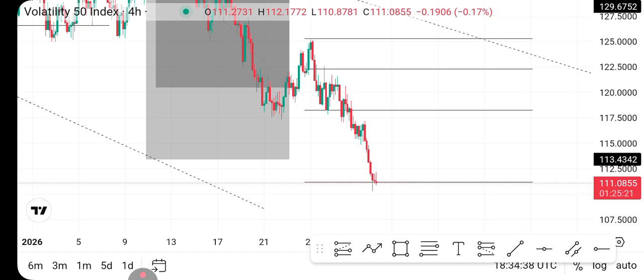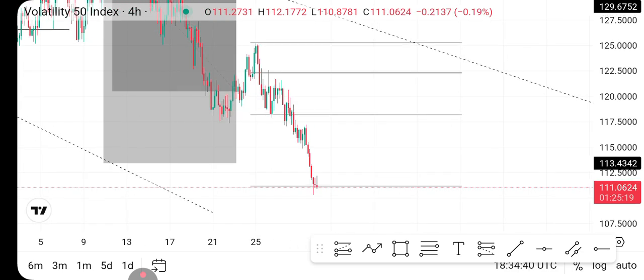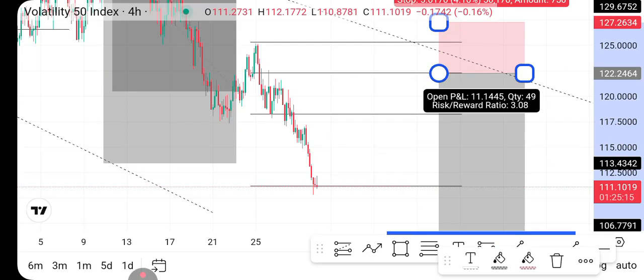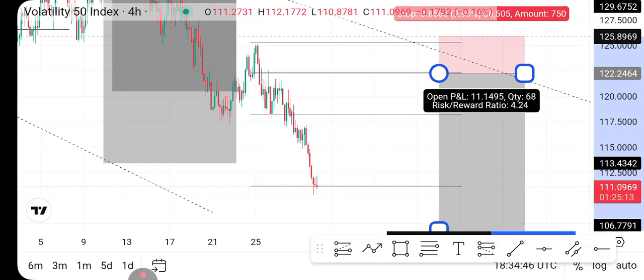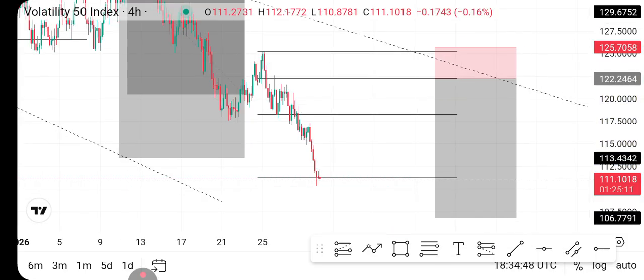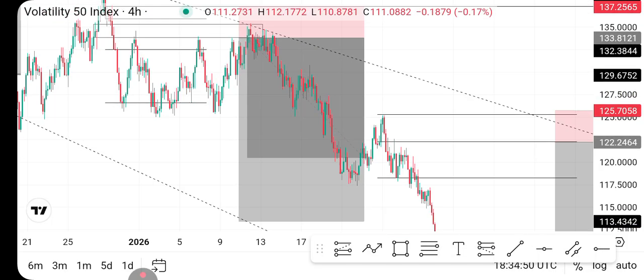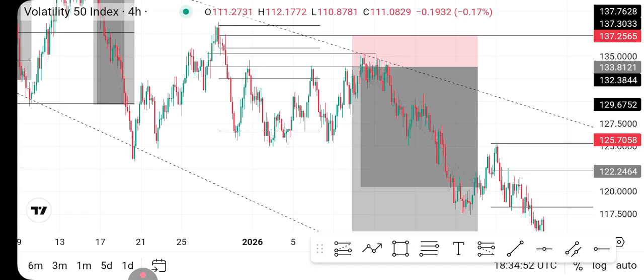Market is fully on a downtrend. So market should come back to the channel and then be short from here. Short from here, SL. Okay, very nice trade. So let's go to lower time frame now.